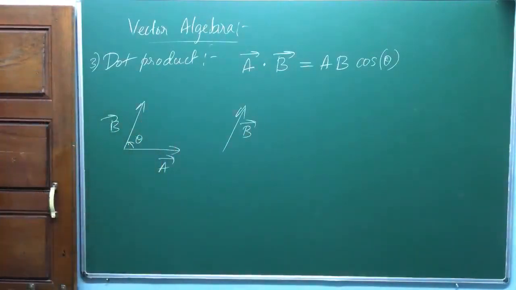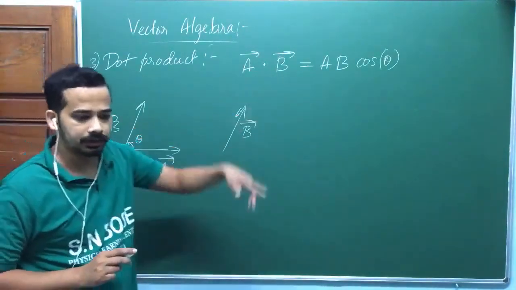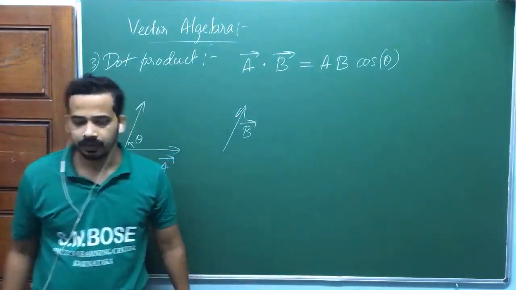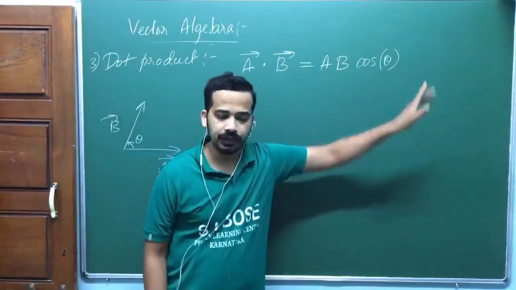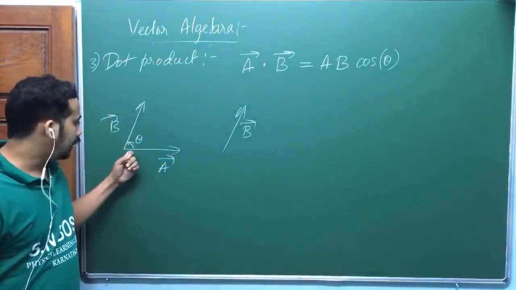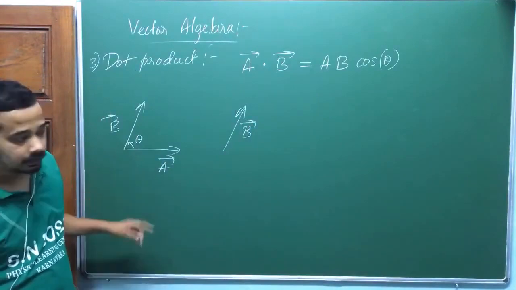Is that okay? Now again, A dot B, dot product between A and B, is also called a scalar product, isn't it? It is written as magnitude A, magnitude B, and cos of the angle between them. What is the angle? The angle is measured when their tails coincide. Be careful. Is it okay?